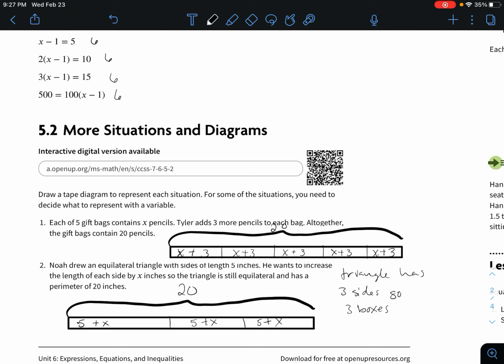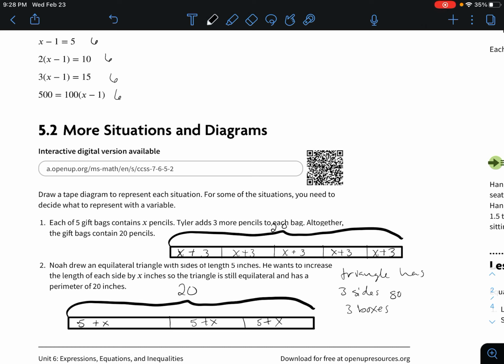Okay, next one. Noah drew an equilateral triangle with sides of length 5 inches. He wants to increase the length of each side by X inches, so the triangle is still equilateral and has a perimeter of 20 inches. A triangle has 3 sides, and an equilateral triangle means that all sides are equal. So each side here is going to be an equal dimension.